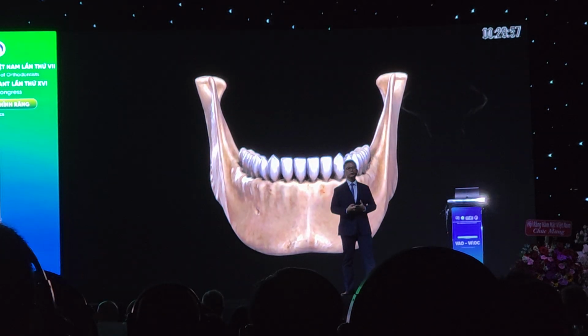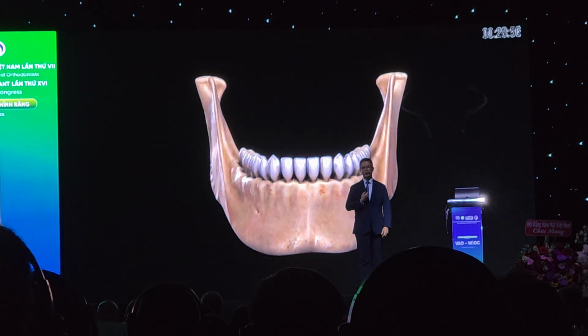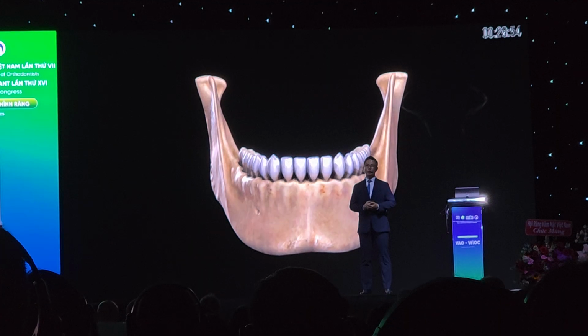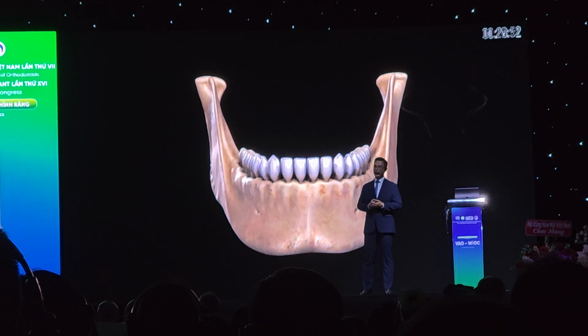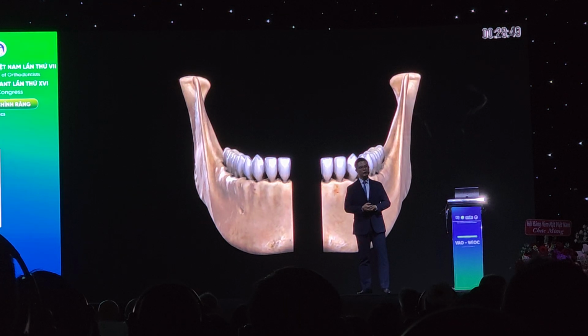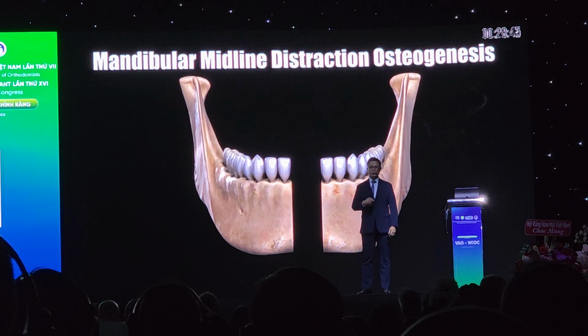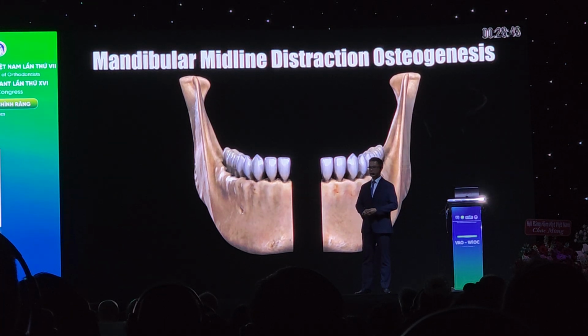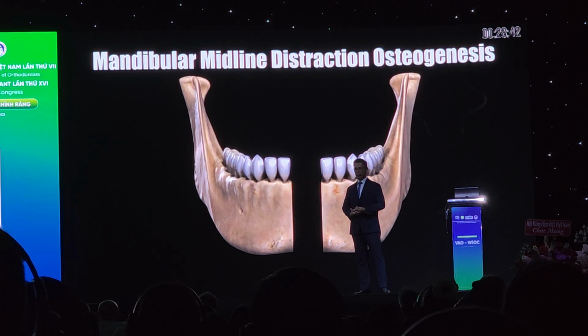Since we don't have the suture for the lower jaw, how are you going to expand the lower jaw? Then you have to surgically create the suture. You split the lower jaw and then gradually expand it. That we call mandibular midline distraction osteogenesis, or mandibular symphysial distraction osteogenesis.